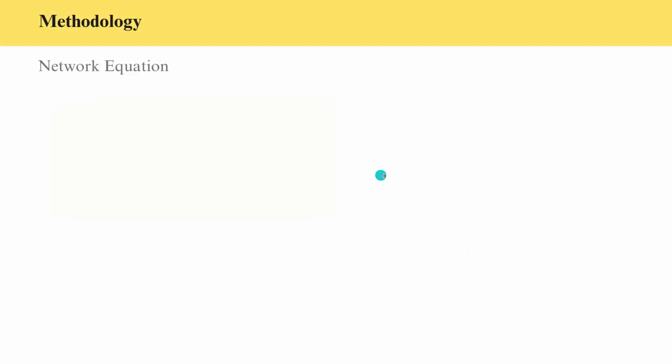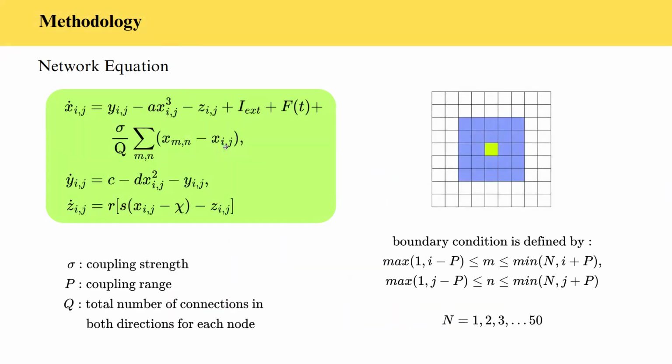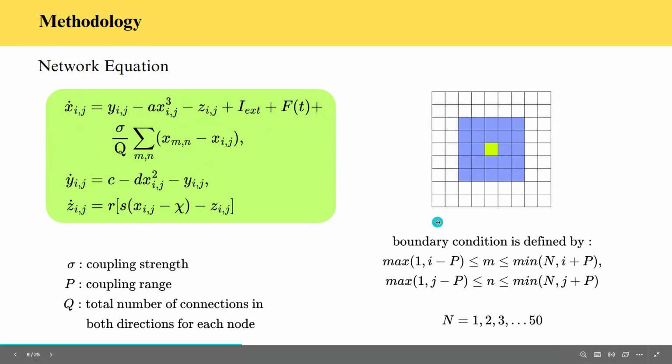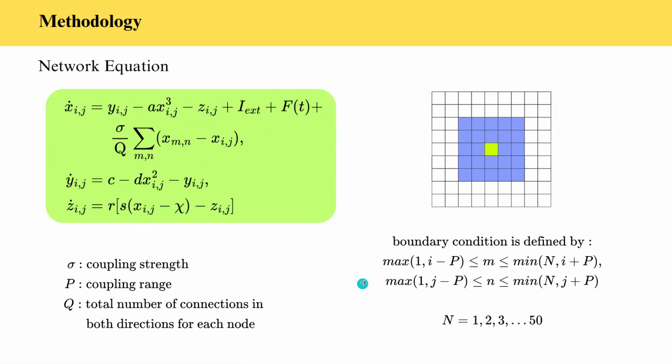And we modify the HR neuron to a network equation like this, where we introduced the external impulse f(t), and non-local coupling is introduced in the first equation. And sigma is the coupling strength, p is the coupling range, and q is the total number of connections in both directions for each node. And the boundary condition is defined by the following equation.